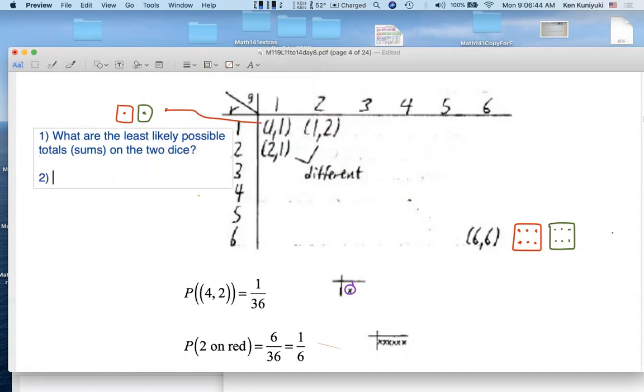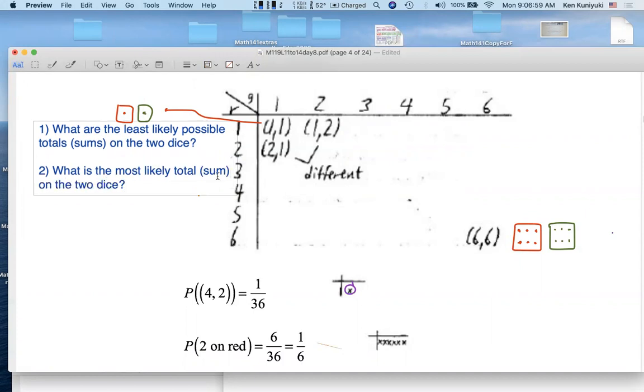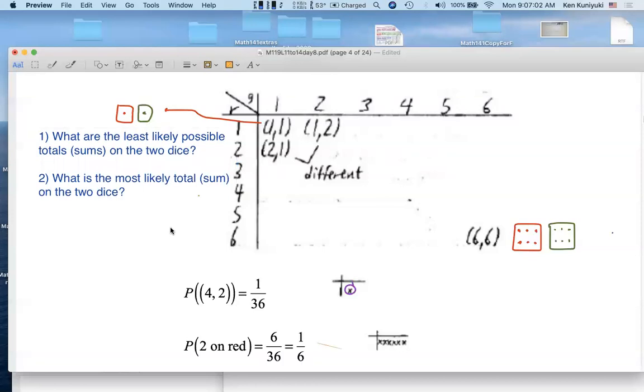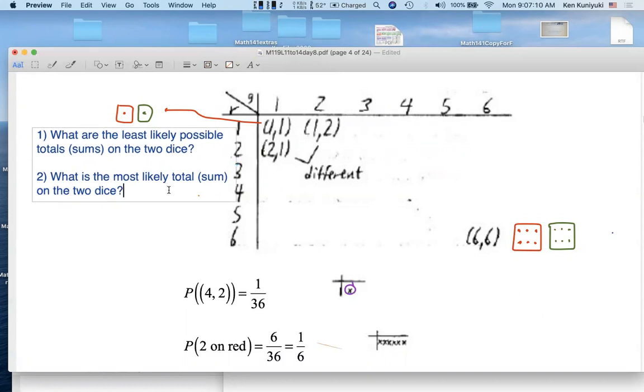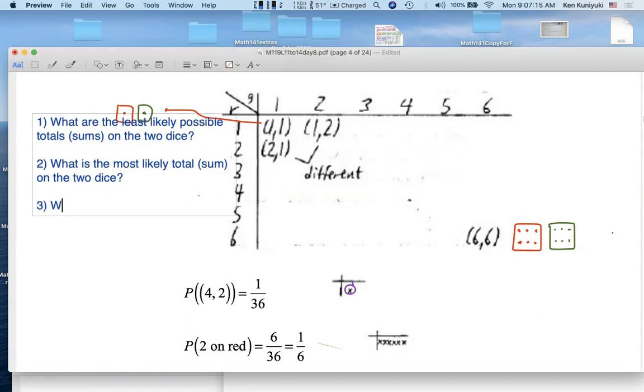Also, what is the most likely total or sum on the two dice? So what are the least likely possible sums? What is the most likely sum? Regarding the most likely, and by the way, follow-up questions, what are their probabilities?